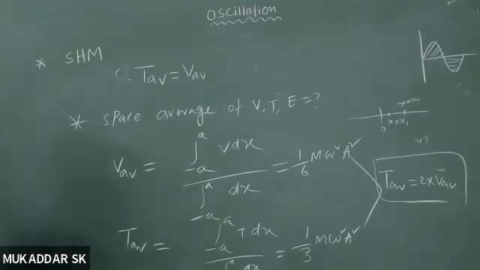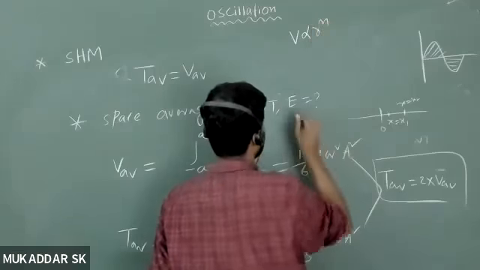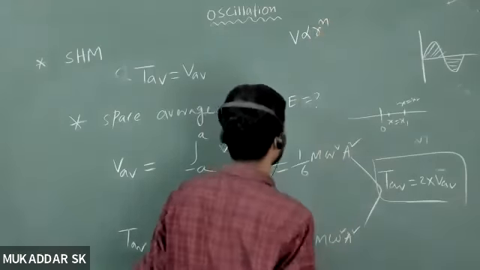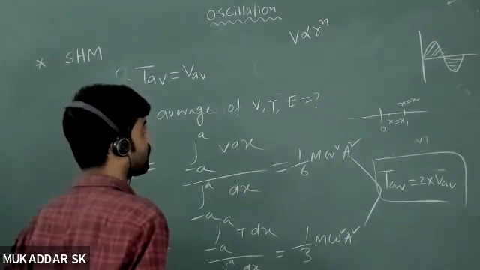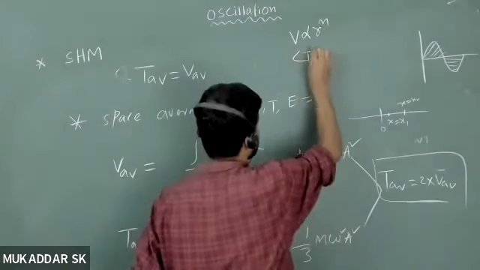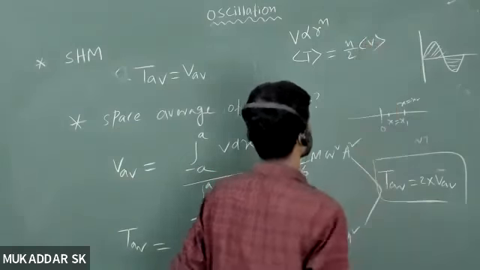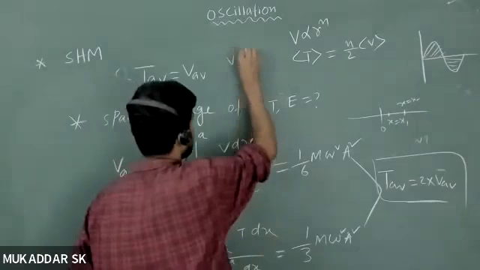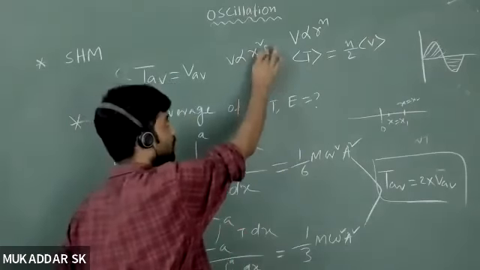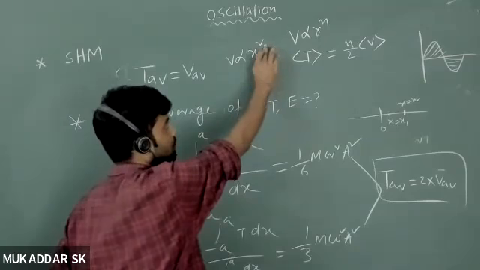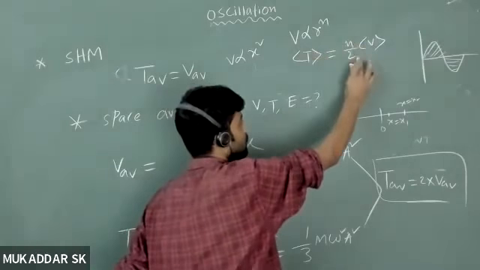Anyone remember the virial theorem? Suppose V is a function of r to the power n, where r is the position vector and n is an integer. These things are really important for your competitive exam, you should remember this. Then the average value of kinetic energy will be n by 2 times the average value of potential energy. For the oscillator, V is proportional to x squared, x also representing position, and the power n is 2. So if you substitute n equals 2, you will get average kinetic energy equals 2 by 2 into average potential energy.